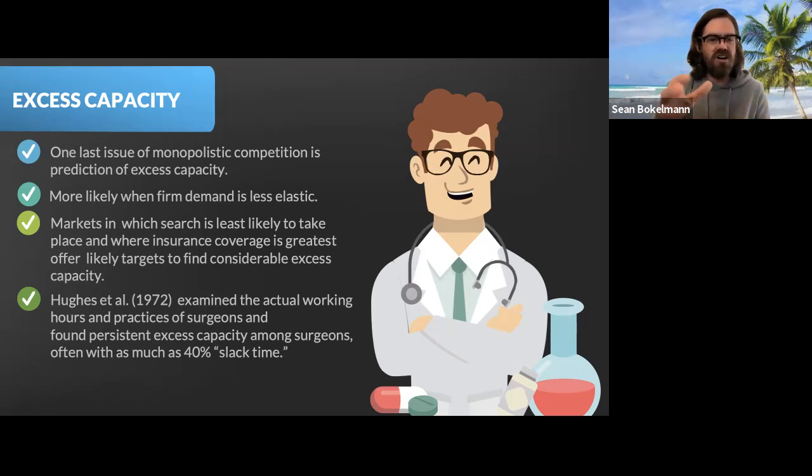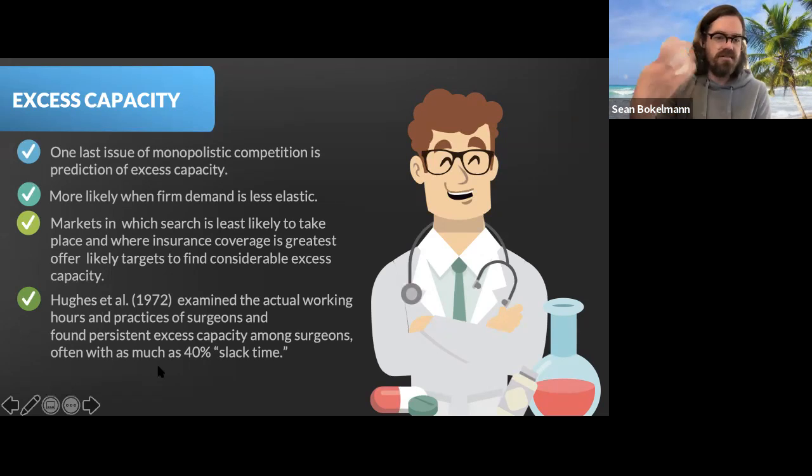It's likely targeting or searching for considerable excess capacity, right? Markets in which there's search that's less likely to take place, or insurance coverage is better or greater, we're going to see more excess capacity, in other words, right? Because insurance increases the slope or decreases the elasticity, makes it more inelastic, as well as search. Search also makes demand less elastic. So in both cases, those lead to more excess capacity, right?